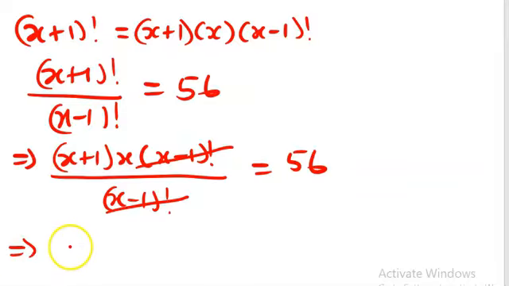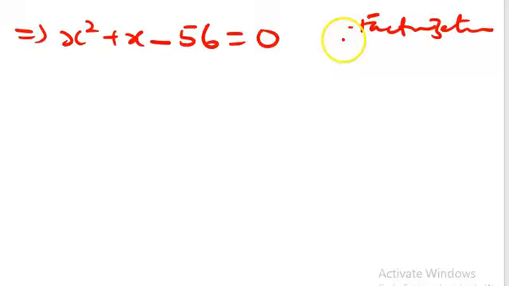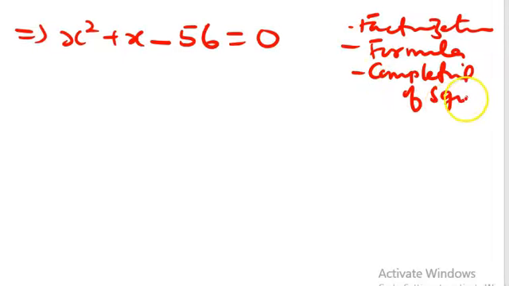Now when we do that, we have x times (x + 1), which, let's expand, is x squared plus x. We can bring the right hand side to the left hand side, so minus 56 equals 0. Now this is a quadratic equation. How do we solve this? There are a number of ways: we can use factorization, the formula, or completing the square. Depending on the question, you select the method that is most appropriate.